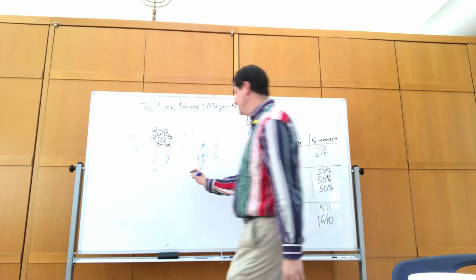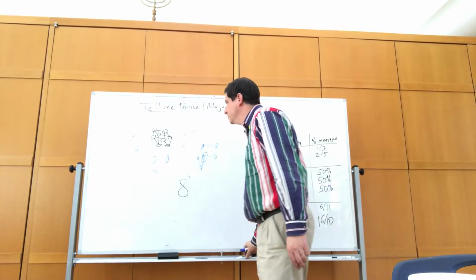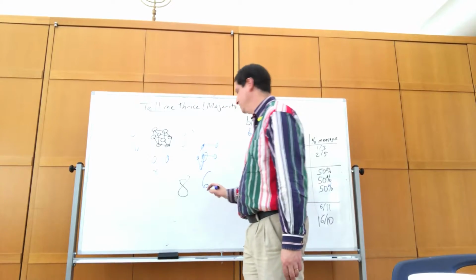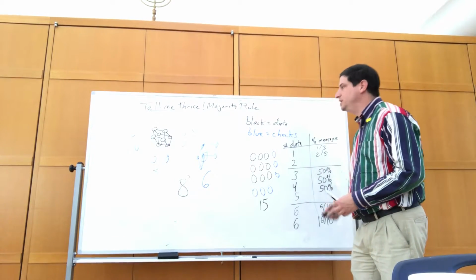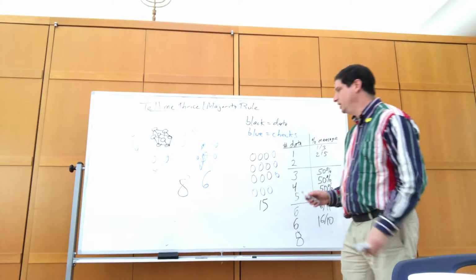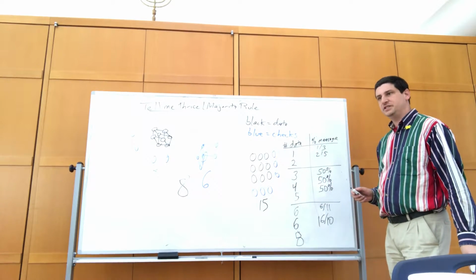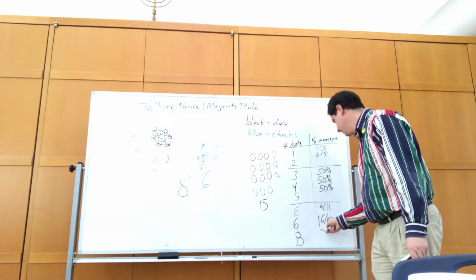So we have 8 bits of data. And how many check digits? 6. Yeah. So this is 8/14. So this would be 8 bits of data. All right, so 8/14 is the same as 4/7? It's 57% roughly.